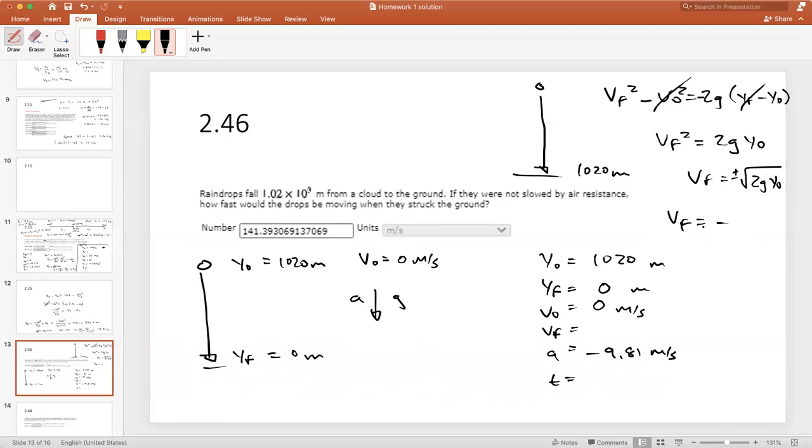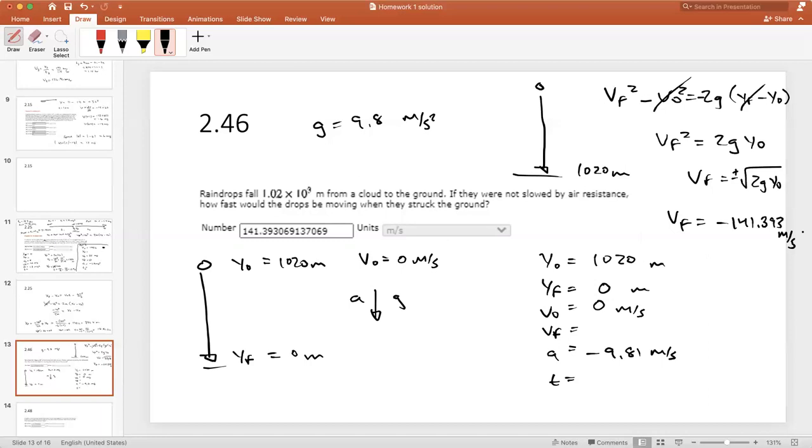The square root of 2 times 9.81 times 1020 is 141.46 for me. I think why I got such a big number is if I take 2 times 9.8 times 1020, I get 141.393. So in Wiley Plus, they're using 9.8 meters per second squared for G. So if you do that, you get 141.393 meters per second.